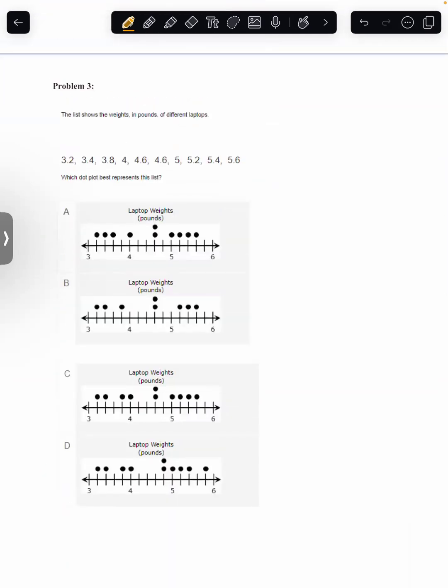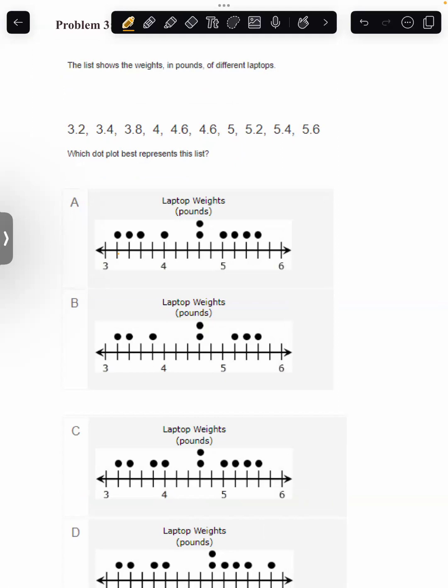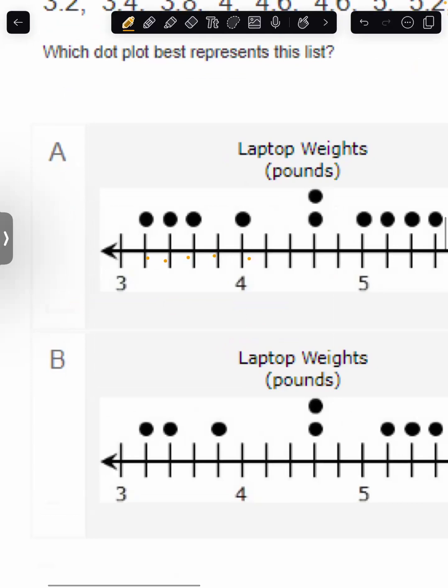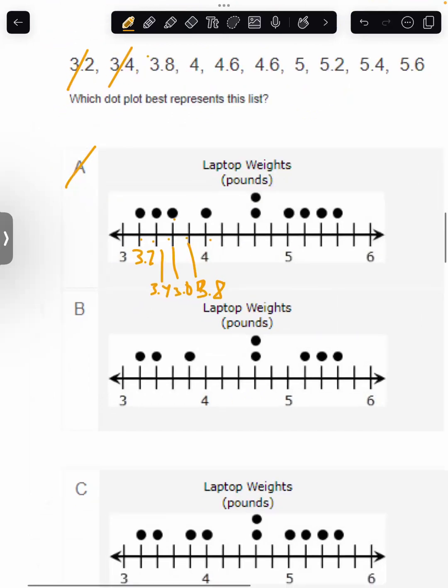Third one, the list shows the weights in pounds of different laptops. Which dot plot best represents the list? Okay, so notice here, we got 1, 2, 3, 4, 5. So if it takes 5 little spots, that means that's by 0.2. So 3.2, 3.4, 3.6. Very useful to kind of label them. Okay. So we need 1 3.2. Okay. 1 3.4. Okay. But we don't need a 3.6. So that's wrong.